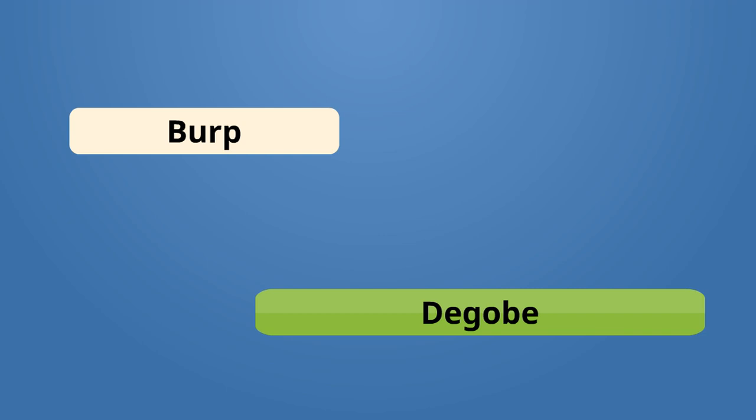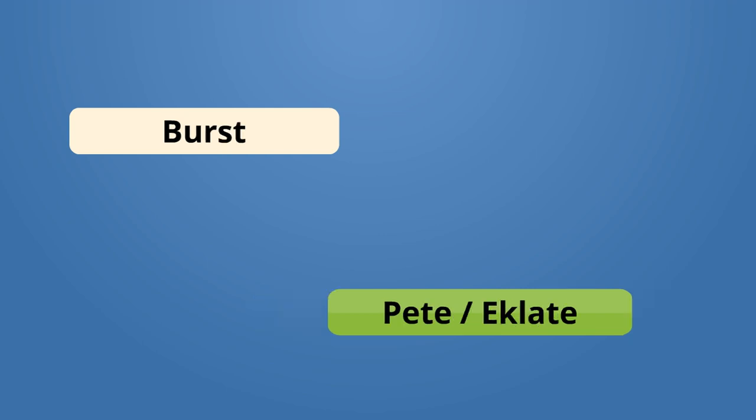For burst, we say pété or éclaté. Pété also means fart in Creole, okay? So let's say you have a ball or a balloon and someone popped the balloon. In this case, you would say pété. Someone popped the balloon, yo pété ballon.